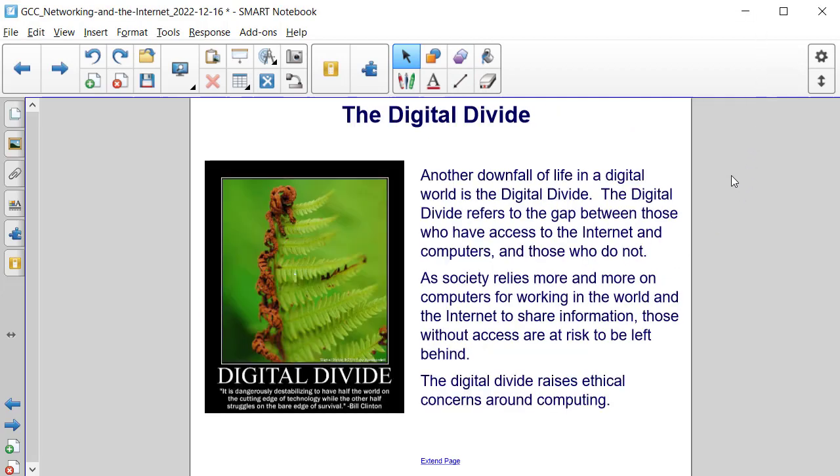Another downfall of life in a digital world is the digital divide. The digital divide refers to the gap between those who have access to the internet and computers and those who do not. As society relies more and more on computers for working in the world and the internet to share information, those without access are at risk to be left behind. The digital divide raises ethical concerns around computing.